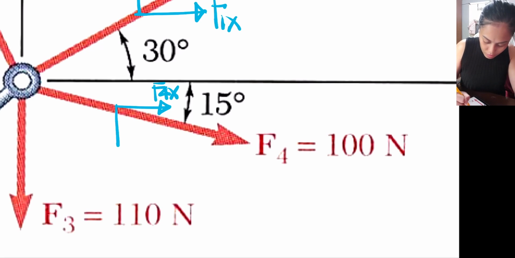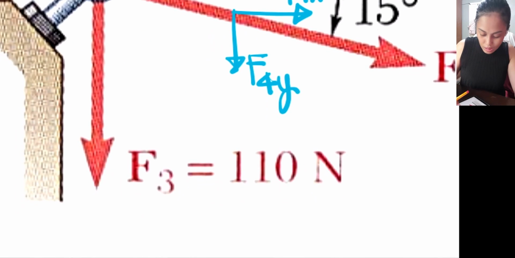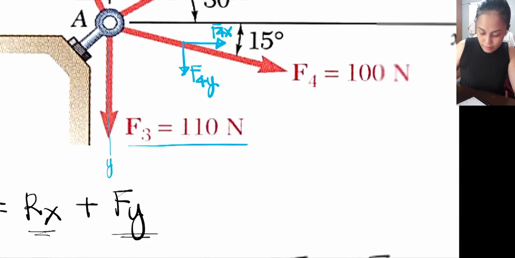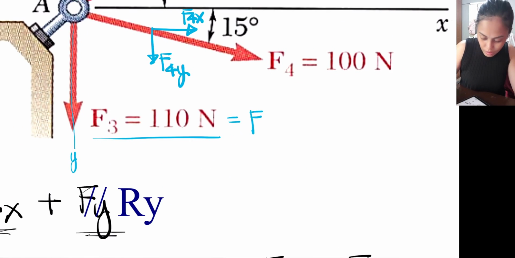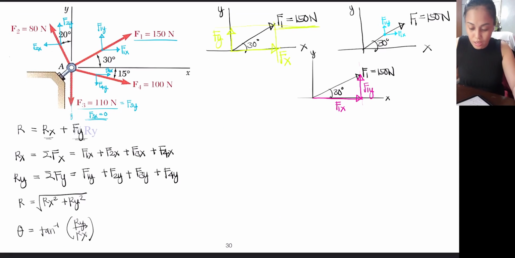F4x, component along y, paubos, F4y. How about F3? F3 na siya along y-axis. So, ang iya lang, F3 with this value, or this is equal to F3y. How about F3x? Obviously, wala man siya kanina force on the x-axis. So, yung F3x is wala value or 0. Or, disregard lang mo siyang yung x value.